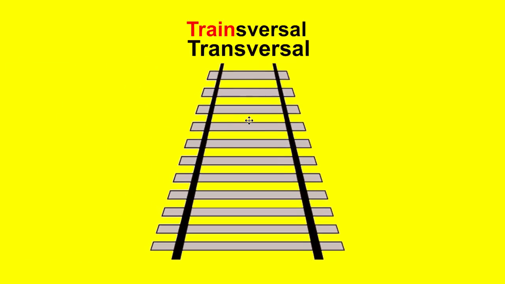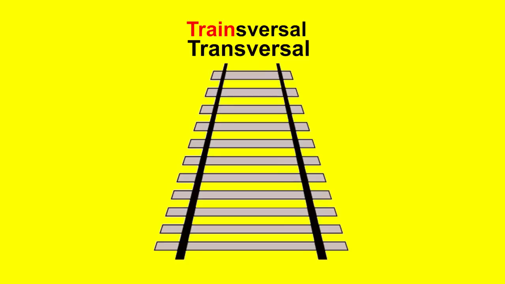I want to share a way with you to remember the word transversal much faster. So when I read the word transversal, I think of train. So, for instance, transversal. That's what it sounds like. Transversal, transversal. And when I think of a train, I think of train tracks like these.